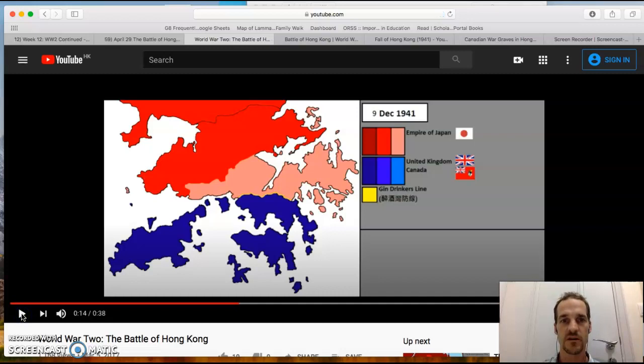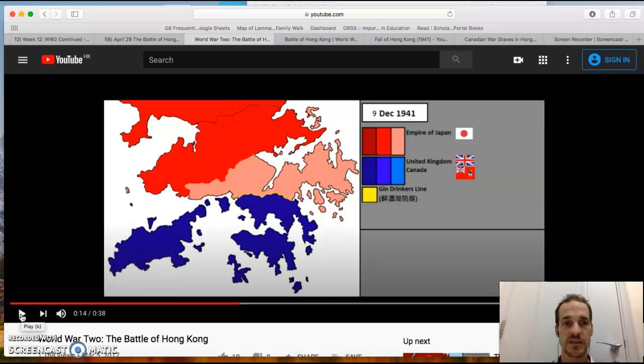Now this line right here is called the Gin Drinkers Line, and this was the area, and I don't know why it's called the Gin Drinkers Line, it just is, but this was the area that the defenses in Hong Kong were trying to defend. Essentially, this is the division between what we now know as the New Territories and Kowloon. So Lion Rock Tunnel is right about here. ICS is somewhere around here. This is Science Park. Tai Po is over here. Sheung Shui is up here. Lo Wu up here. So this was the line that they were trying to defend.